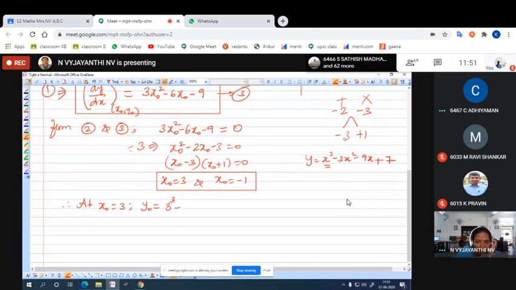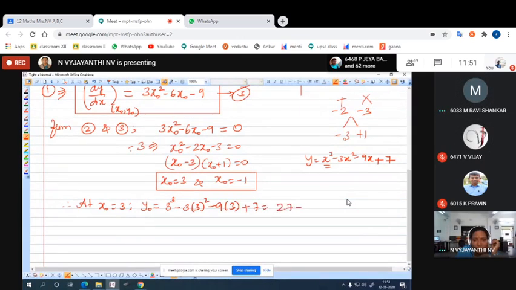3 cubed minus 3 into 3 squared, minus 9 into 3 plus 7. Minus 27 plus 7, so it is equal to −20. So at x₀ equal to −1, what is y₀?